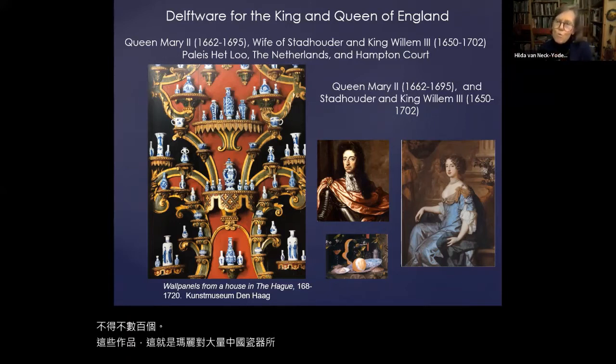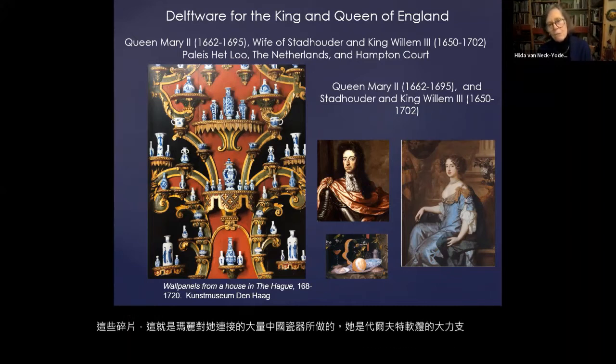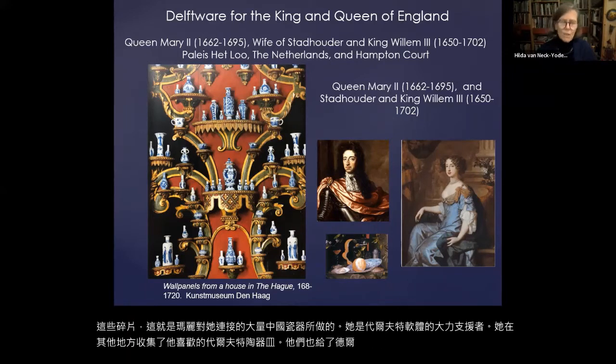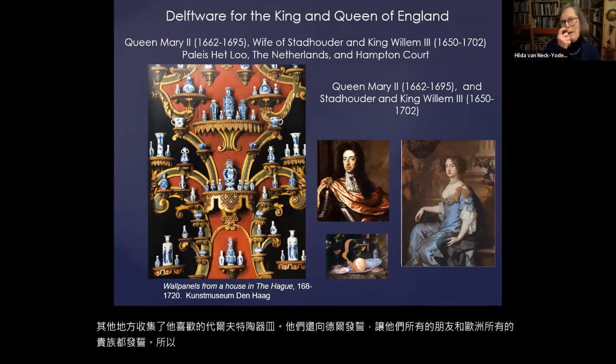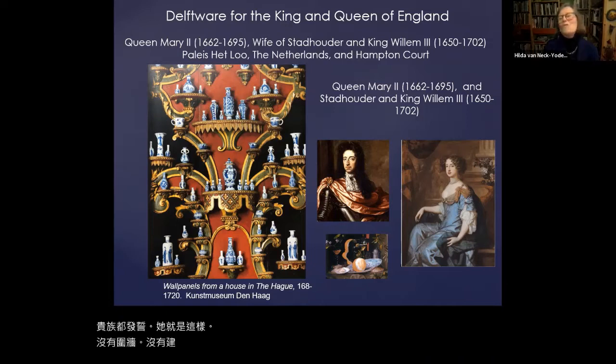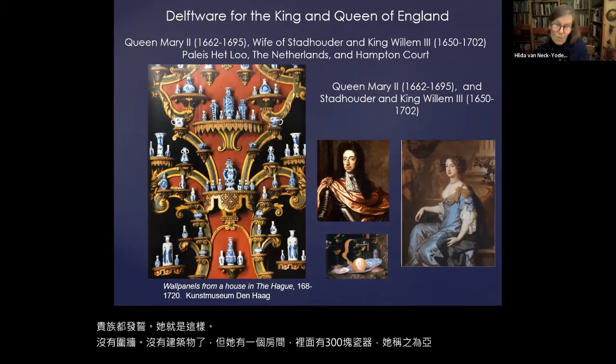She was a great supporter of Delftware. She collected Delftware. He loved Delftware also. They gave Delftware to all their friends and other nobility in Europe. There are no walls, there are no buildings left, but she had a room with 300 pieces of porcelain in it. And she called that her Asian room or her Chinese room. Next one, please.